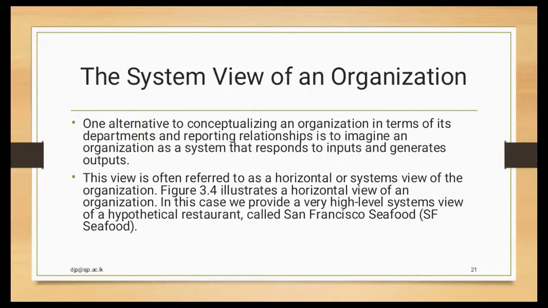The alternative to conceptualizing the organization in terms of its departments and reporting relationships is to imagine an organization as a system that responds to input and generates output. So when it comes to the system view of the organization, we are concerned about our input, our process, what we are really doing within the organization, and our output, or the end production or the service line, right? This view is often referred to as the horizontal system view of the organization.